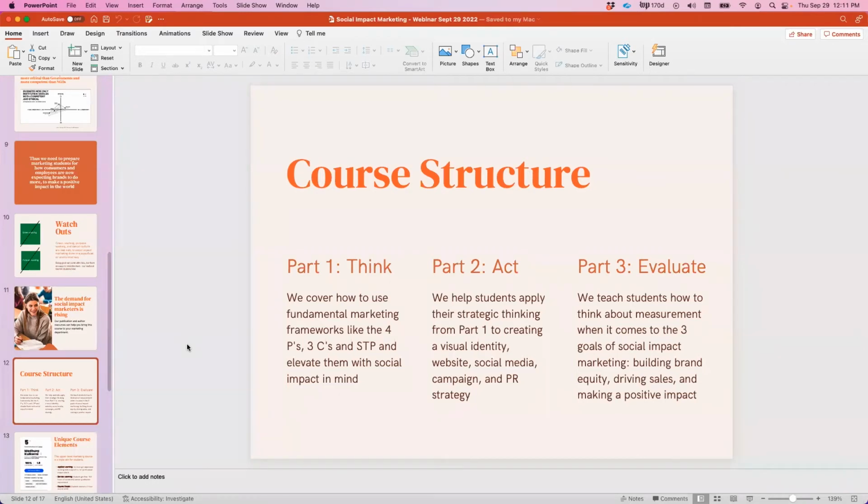And then part 3 is about evaluation, about measurement, about KPIs. So we talk about how with those 3 goals that we have with social impact marketing, how do we look at KPIs around building brand equity, KPIs around driving sales, and KPIs around making a positive impact. So they have a structured way of thinking through measurement and evaluation.